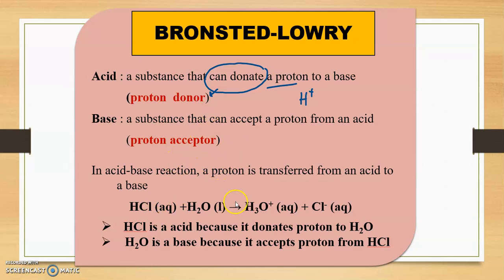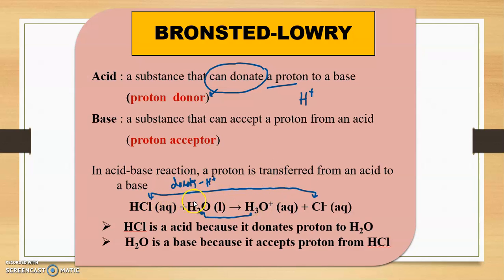Okay, tindak balas, for example, for Bronsted-Lowry, HCl in water menghasilkan hydronium ion plus Cl negatif. Kalau kita tengok kat sini, HCl after dia dah donates dia punya H+, minus H+, dia jadi Cl negatif. So now kita kata HCl ni adalah acid, sebab dia donate. Dia donate pada siapa? Pada H2O. H2O is a base sebab dia terima membentuk H3O+.